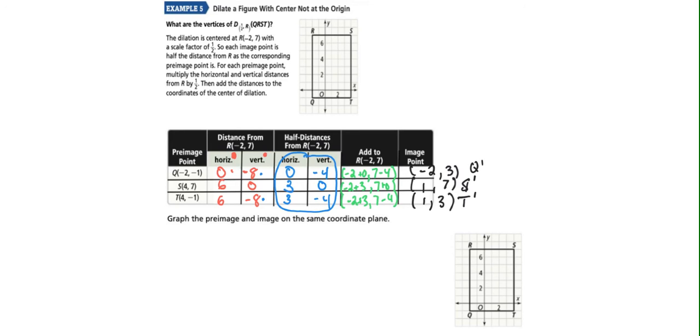All right, so now we can just graph them. All right, we know R prime stays the same. R prime. Q prime is at (-2, 3). Here's Q prime. All right, S prime is at (1, 7). And then (1, 3) for T prime. And here is our new image dilated by 1/2 at point R.